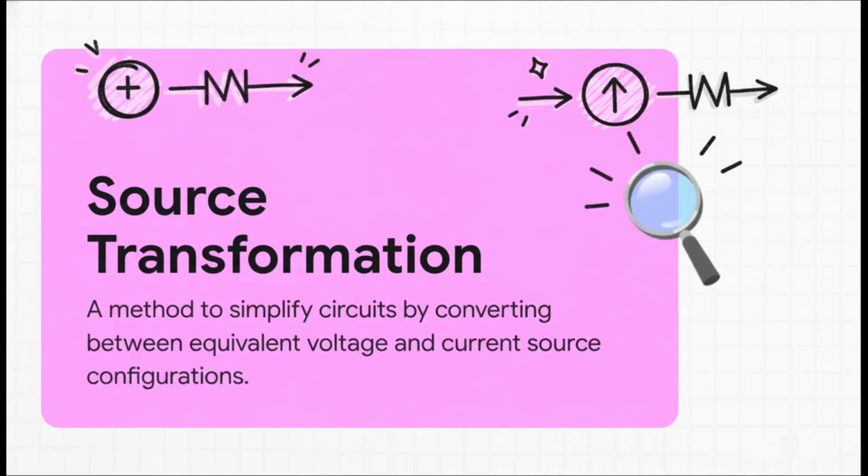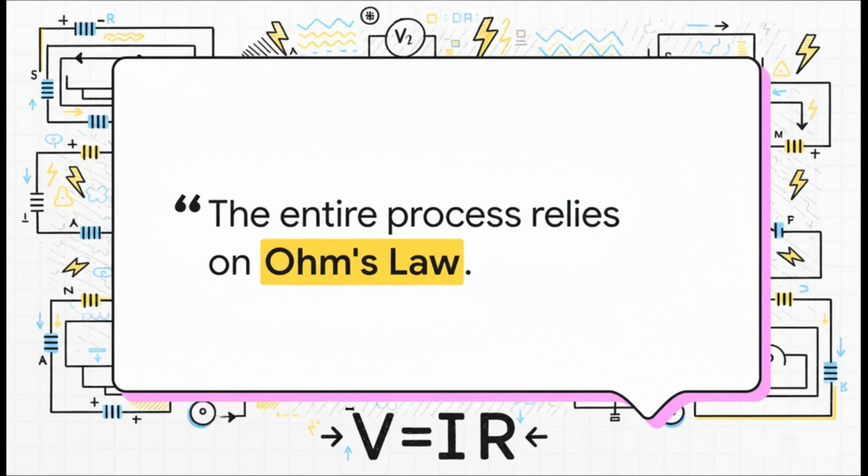So what is source transformation? It's really just a method for swapping one of these practical source models for its equivalent twin. It's an incredibly useful trick that lets you rearrange a circuit so you can combine sources and resistors that were otherwise impossible to simplify. And here's the best part. You might think a technique this powerful needs some complex math, right? Nope. The entire thing, this whole elegant process, is built on the very first equation you probably learned in electronics, Ohm's law. V equals I times R. That's it. That's the secret.